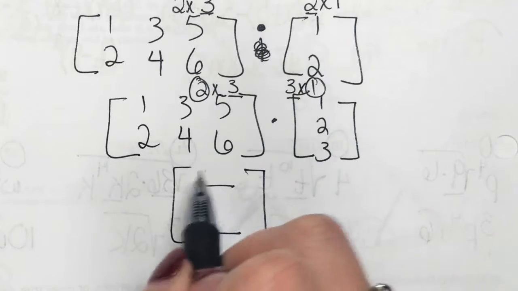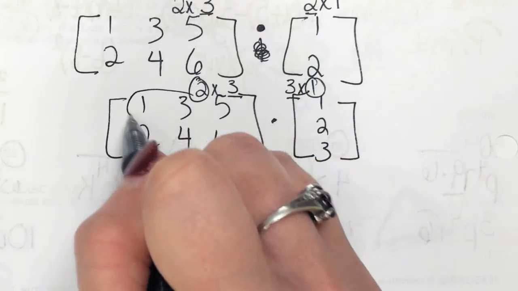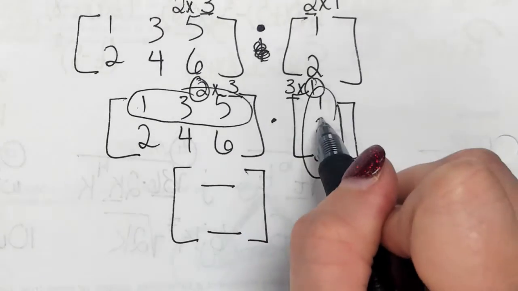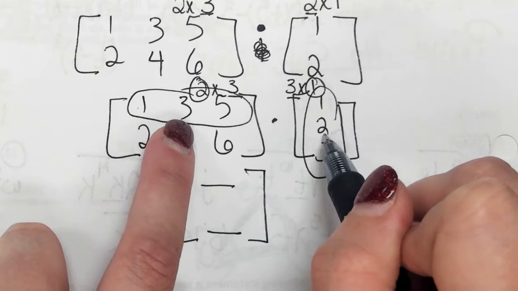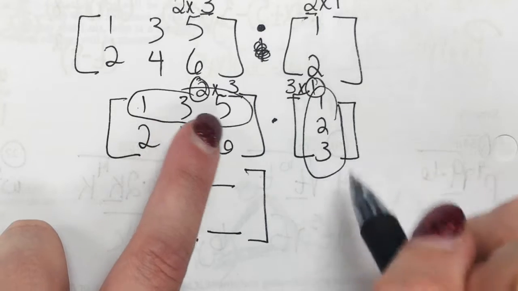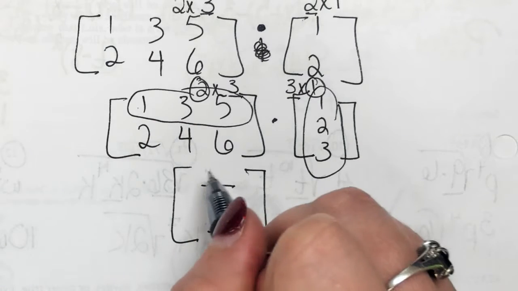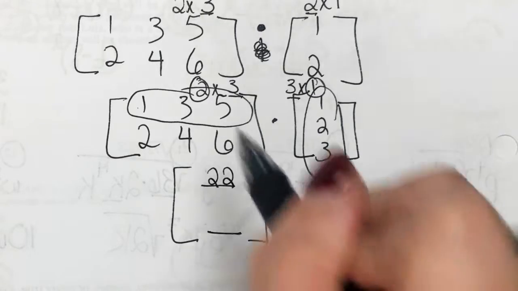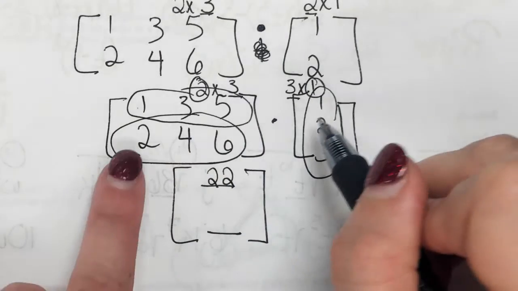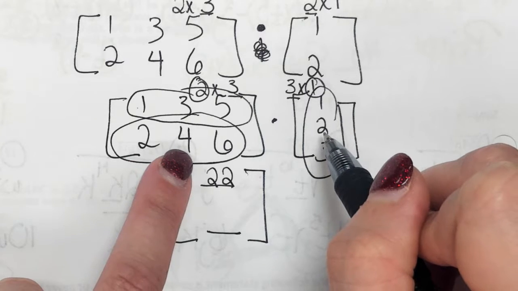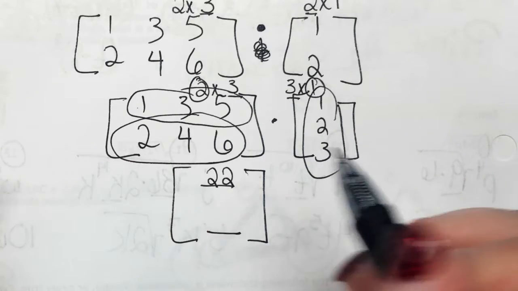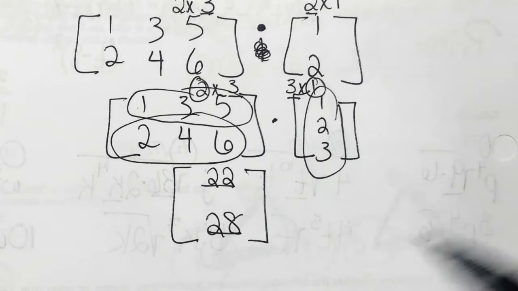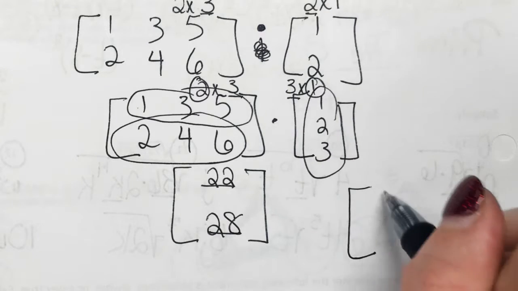Okay, so this guy right here is in the first row, so you're going to use 1, 3, and 5. And it's in the first column. So 1 times 1 is 1. Plus 6 is 7. Plus 15 is 22. All right, this guy's in the second row, first column. 2 plus 8 is 10. Plus 18 is 28. Y'all okay?